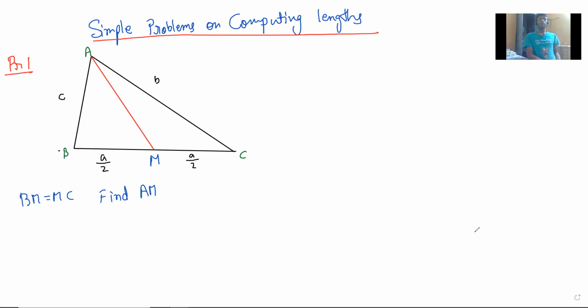So we are trying to find the length of the median. It's also a standard problem. It's called the Apollonius problem. The formula is called the Apollonius formula, I think. It's a straightforward thing. If you have not done it, then let's see.